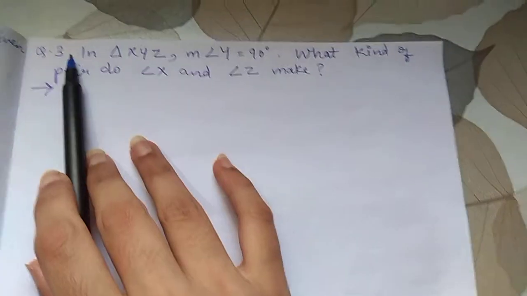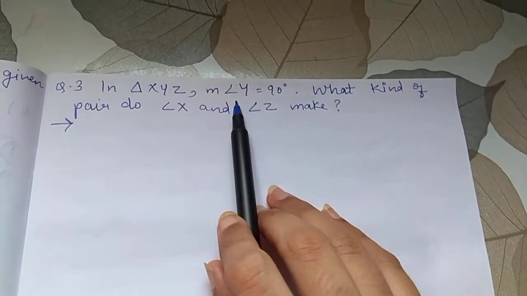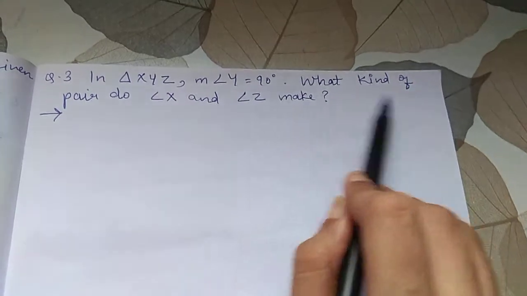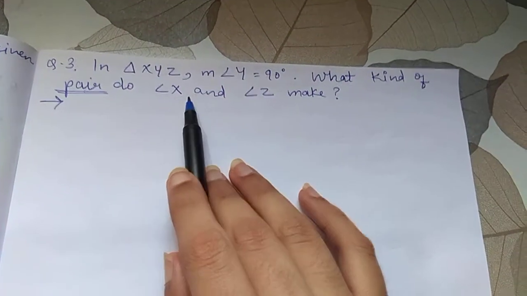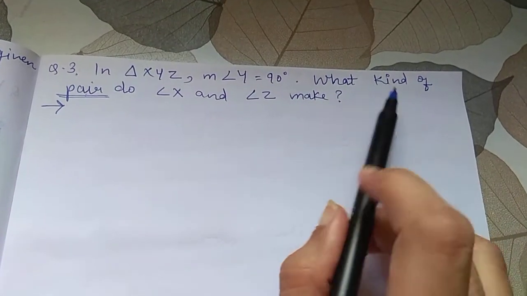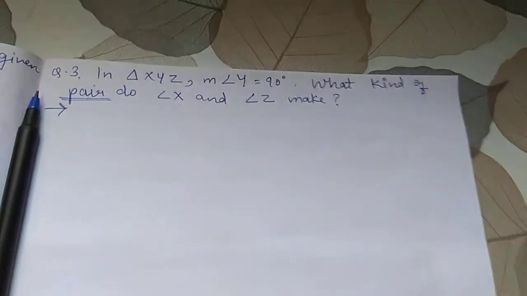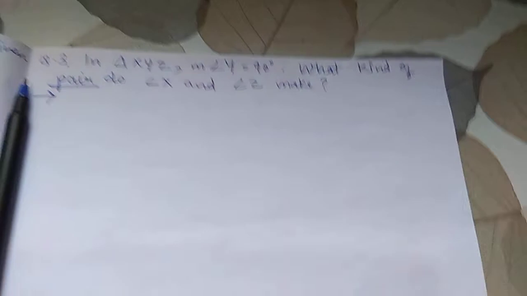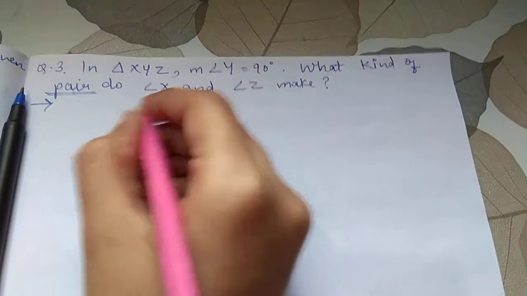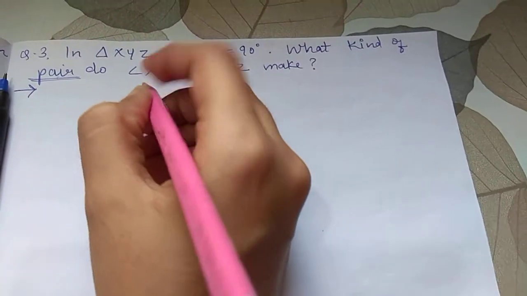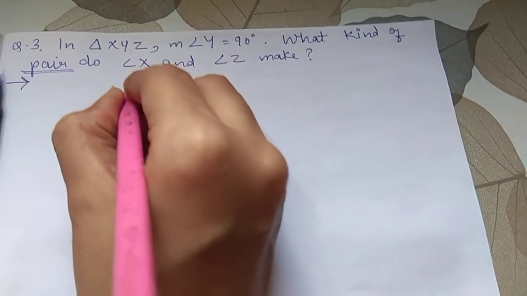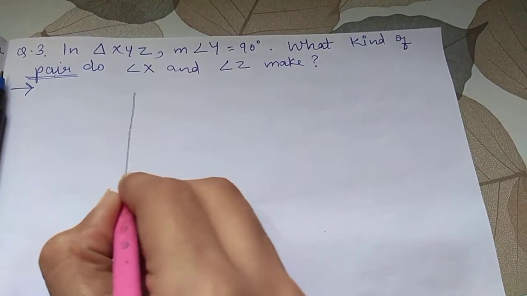Now let us see the third one. In triangle XYZ, measure of angle Y is 90. What kind of pair do angle X and angle Z make together? Now let me show you the triangle. You all have to make this triangle with scale and pencil both. I am using just the pencil because only one hand is free.